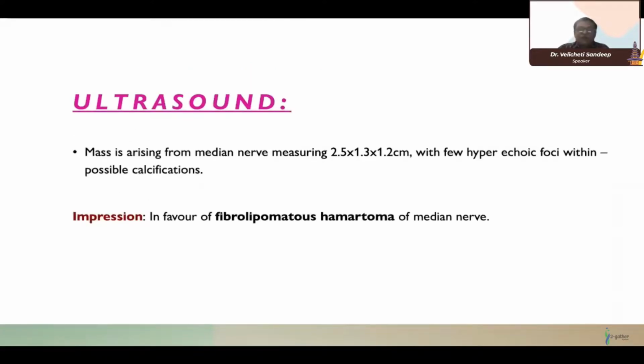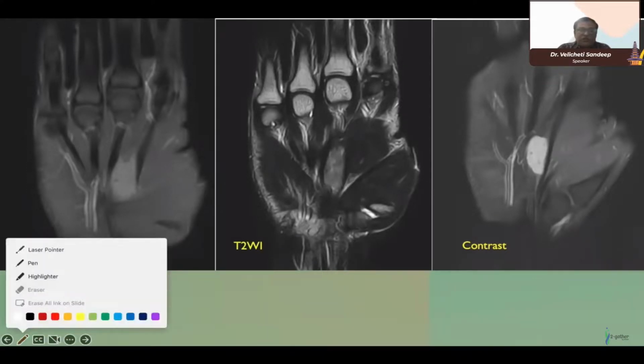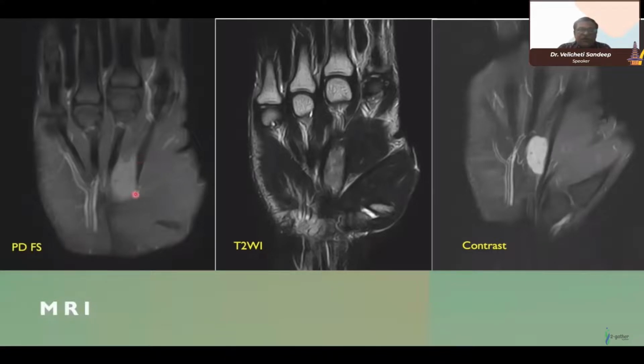Ultrasound was performed as a part of the initial investigation. Before ultrasound, X-ray was done and it showed slight calcifications within the lesion. Ultrasound reconfirmed the calcification and it is closely associated with the median nerve. They felt it could be a fibrolipomatosis hamartoma. We proceeded further to MRI. PD fat saturated sequence reveals a hyperintense lesion, but it is not that bright. In T2 weighted images, it shows intermediate signal intensity, with some dark areas within it.